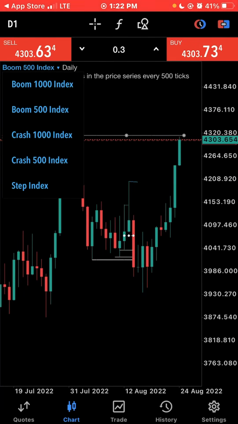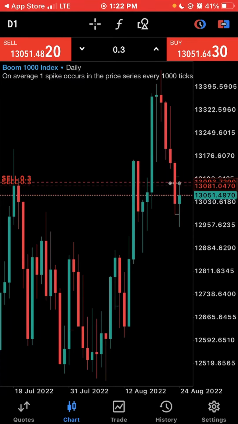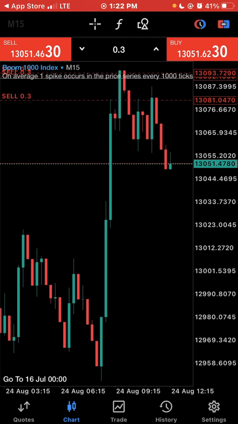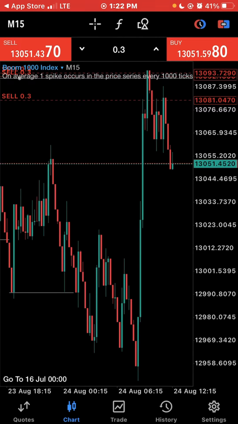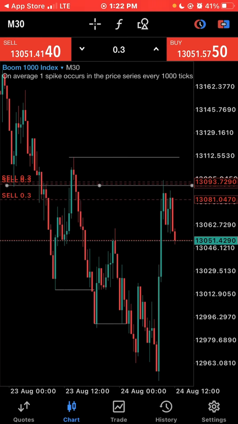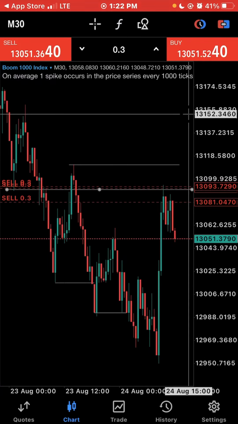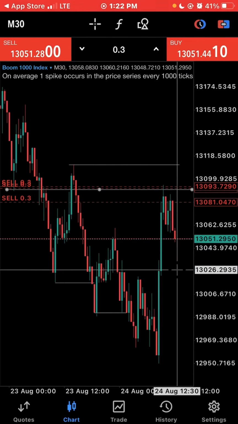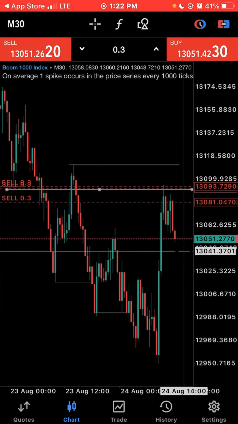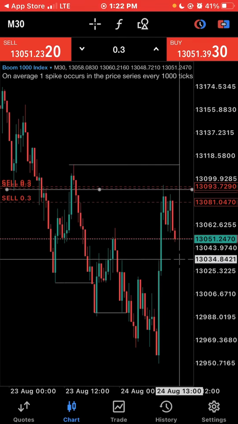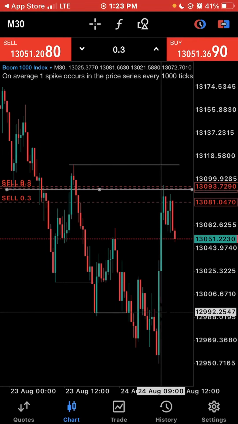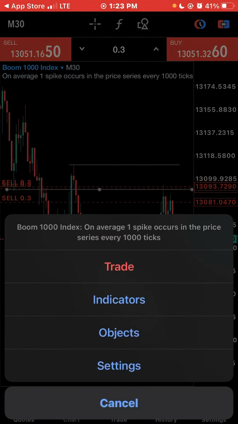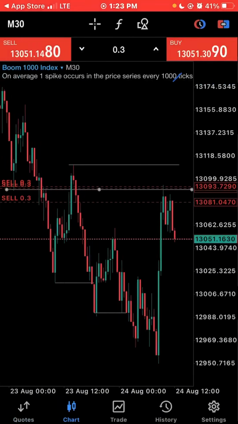So let's go back to Boom 1000. Okay, and we're in Boom 1000. Then let's go down to the 5-minute time frame. As you can see, the market is selling, and we're expecting this sell to last very long. With this kind of simple trades, you can easily turn a small account. You can easily double or triple a small account. By the time price gets to this zone, this is where we'll be taking our profit. So this is how I take long trades in the market.